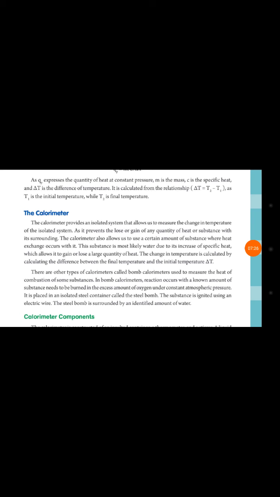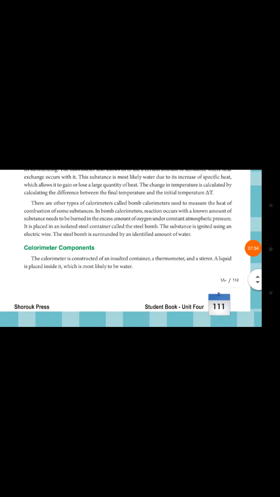The substance is ignited or burned using electric wire. The steel pump is surrounded by an identical amount of water as previously said. As we said previously, water has a higher specific heat that allows it to lose or gain a large amount of heat energy. Calorimeter components or structure.